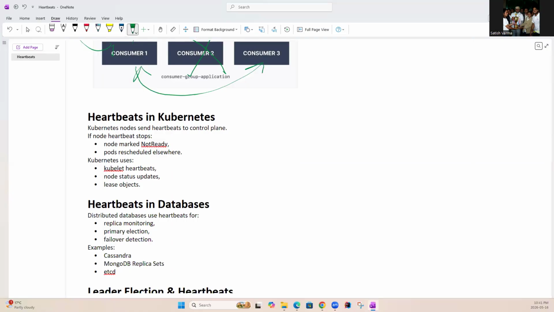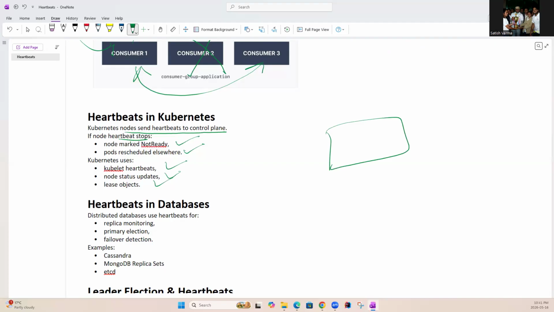Kubernetes, same, whatever we discussed. Nodes send heartbeats to the control plane. If the node heartbeat stops, the node is marked not ready, and pods are rescheduled elsewhere. Kubernetes uses kubelet heartbeat, node status updates, and a lease object. Okay. So you know, right?